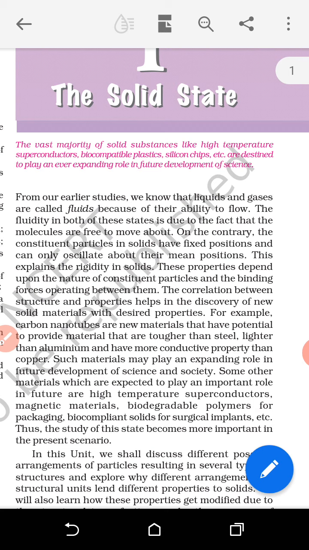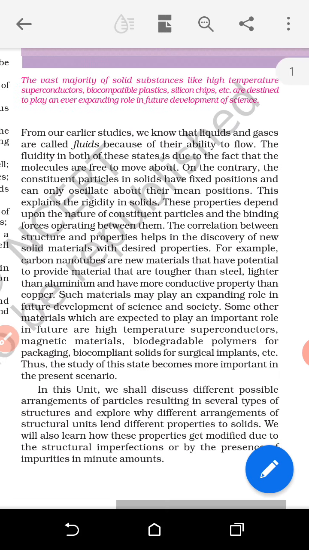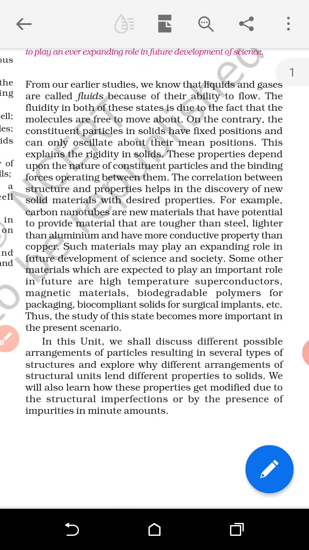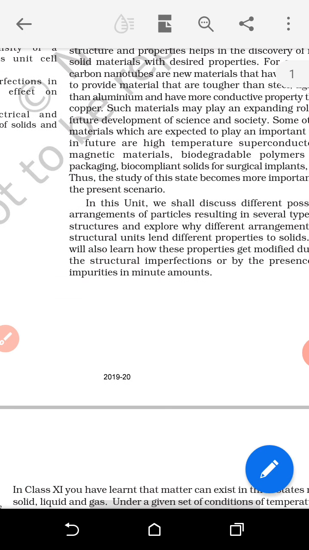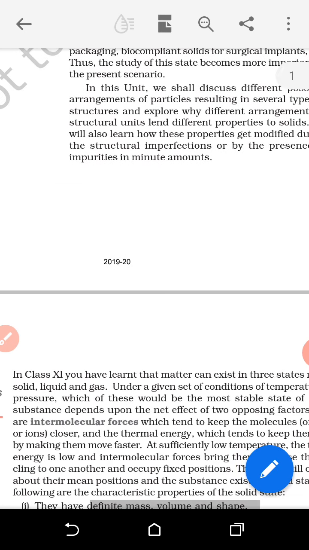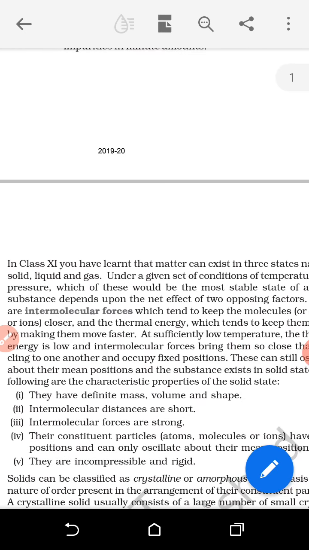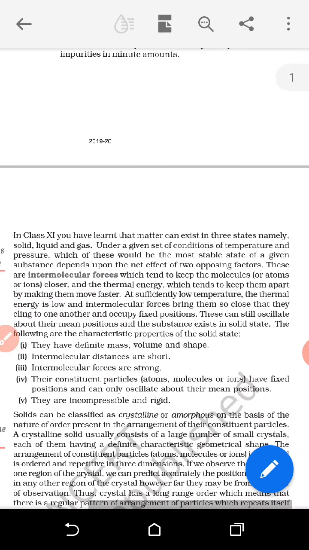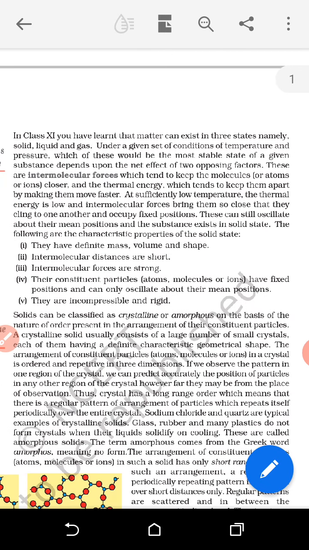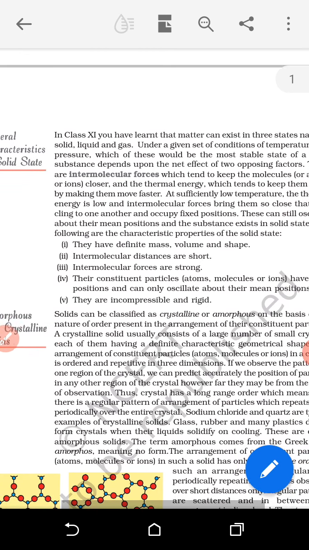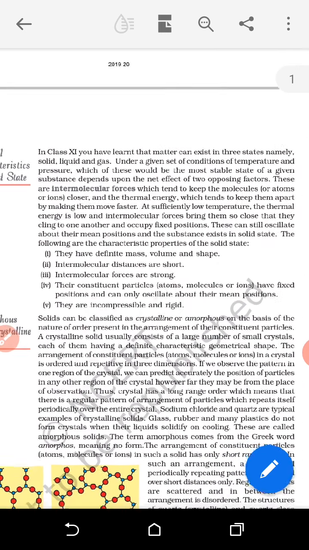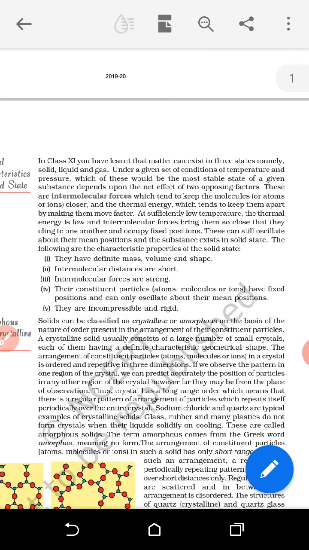second, which is the thermal forces, which try to separate the constituent particles of any matter. Now, the physical state of the substance will depend on the extent of these two forces.